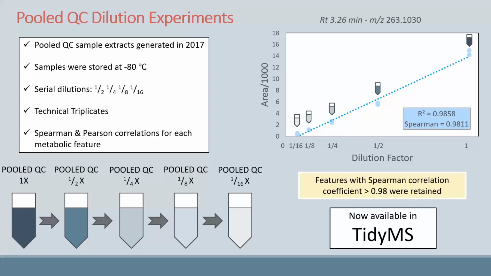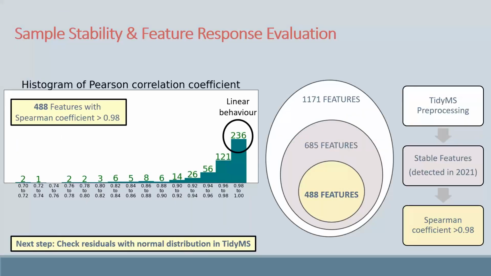After that, features with Spearman correlation coefficient higher than 0.98 were retained. So of the 685 detected features, 488 features showed a Spearman correlation coefficient higher than 0.98, exhibiting thus a monotonic response towards pooled QC dilution. Then by means of visual inspection of the regression curves, we could identify a subgroup of features with a clear linear response towards pooled QC dilution. We plan to check normal distribution of regression residuals by implementing this practice in TidyMS soon.